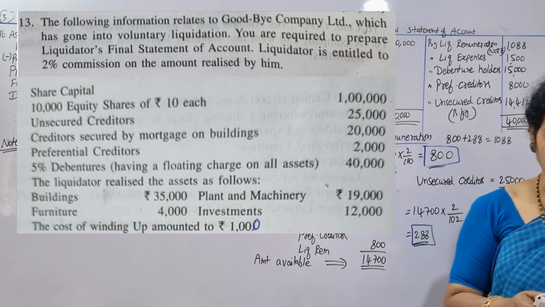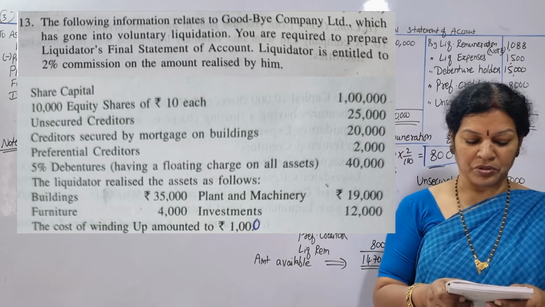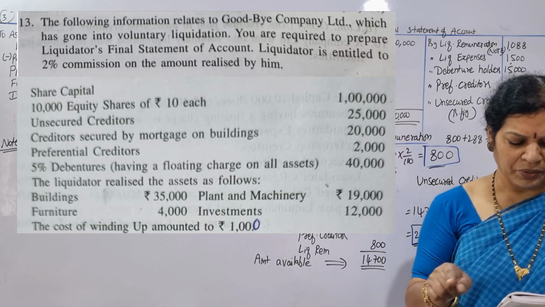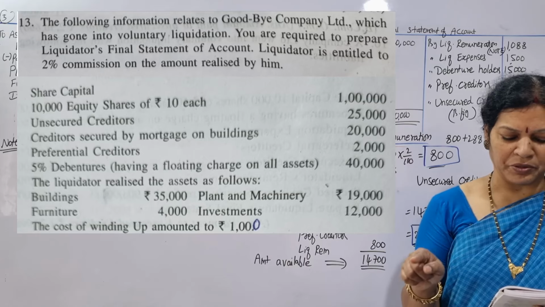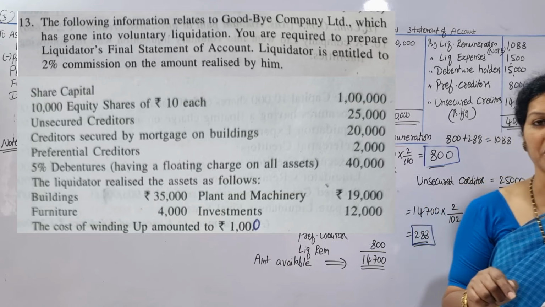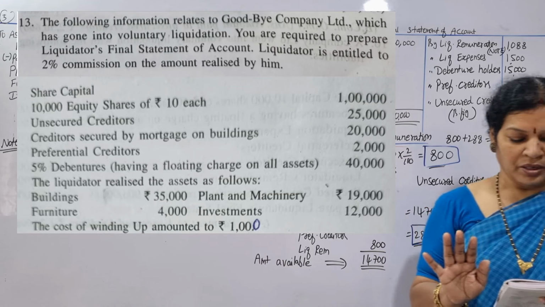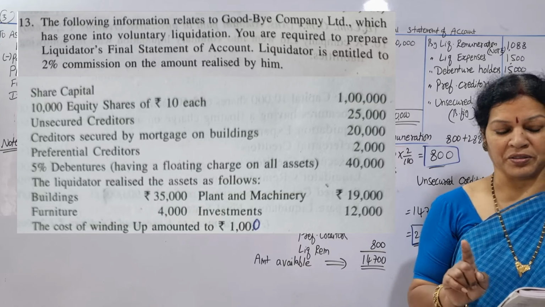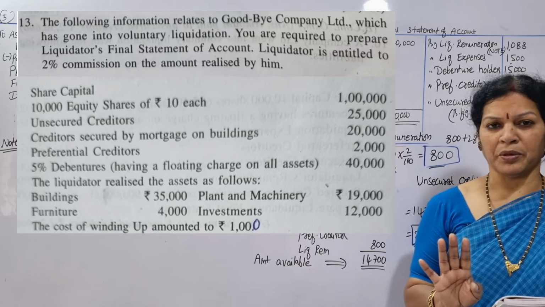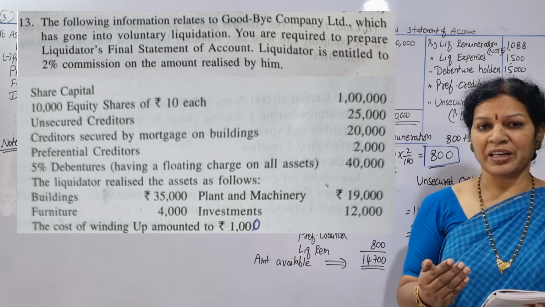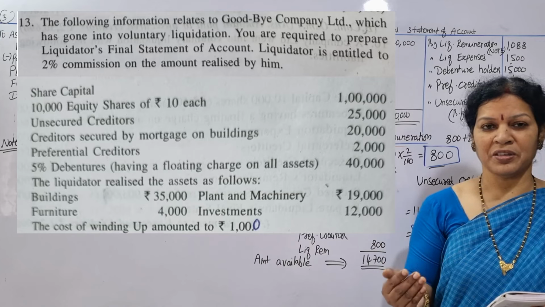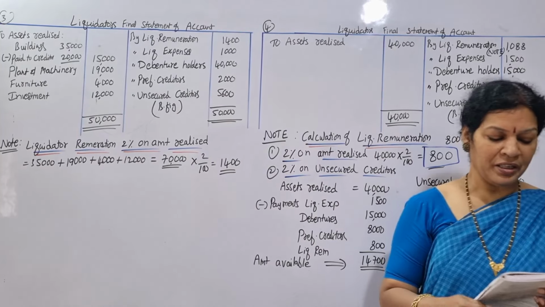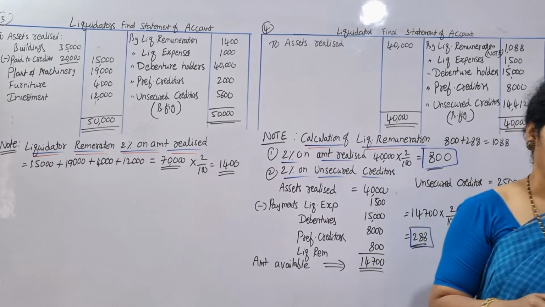The liquidator realized the assets as follows. He has realized assets like building 35,000, furniture for 4,000, plant and machinery 19,000 and investments 12,000. And the cost of winding up amount is 1,000 rupees. Okay. So this is the problem. What we have to do? Amount realized we have to write on the first receipt side. So amount realized, it is given very clearly. The liquidator realized the assets as follows.